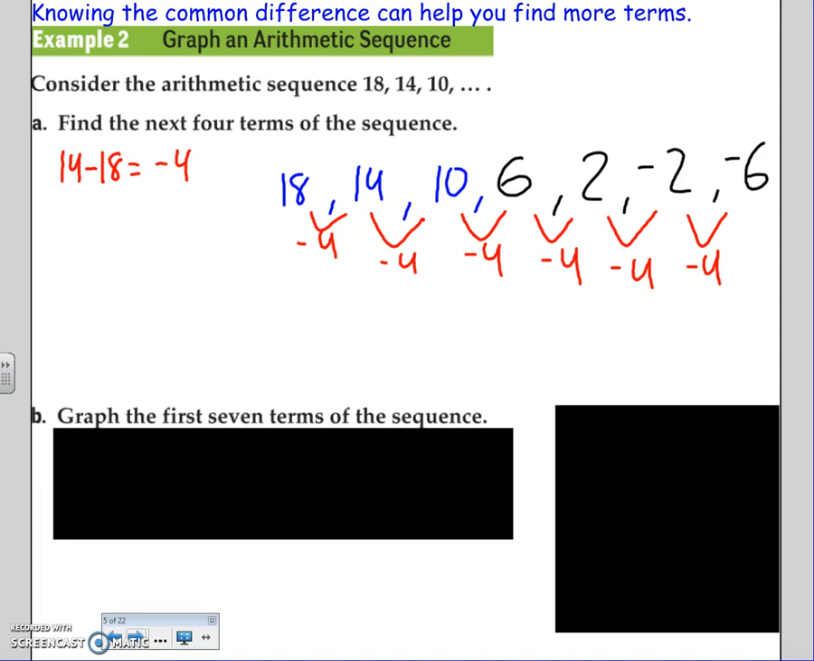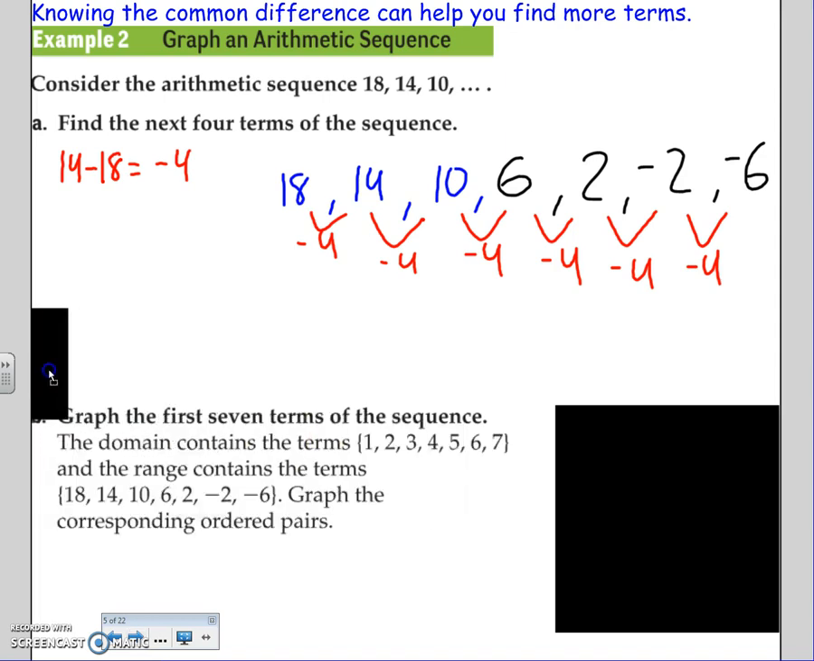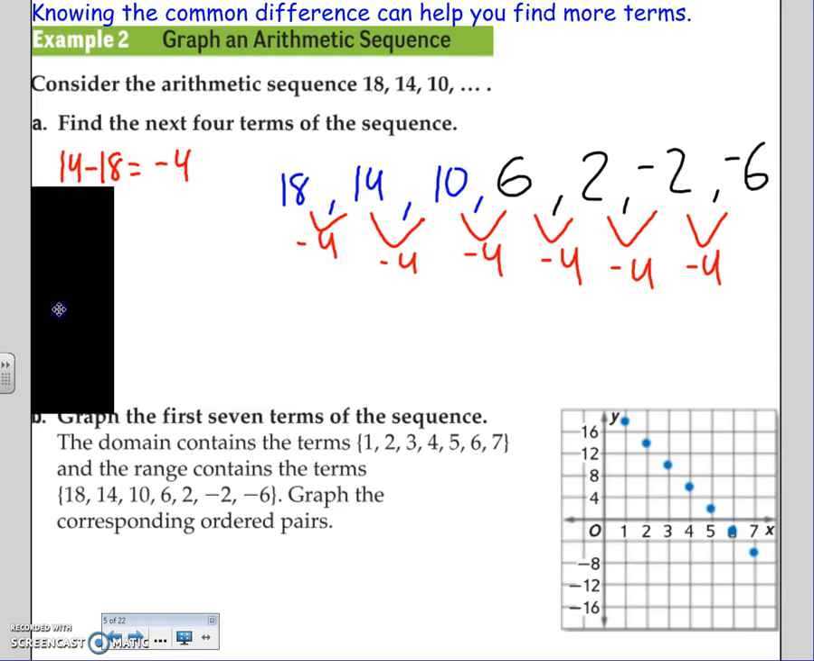Alright, and now we're going to graph them. The domain is 1 through 7, and then the range is 18, 14, 10, 6, 2, negative 2, negative 6, which I found. And here's the graph. Notice what it makes. It makes a linear line.